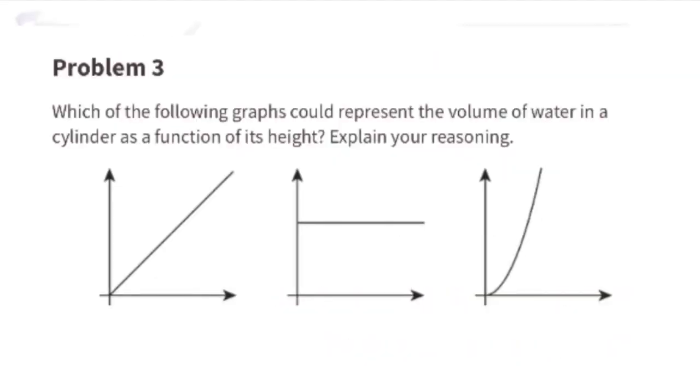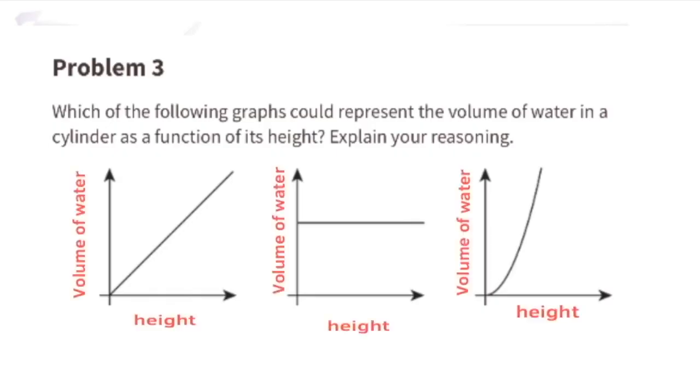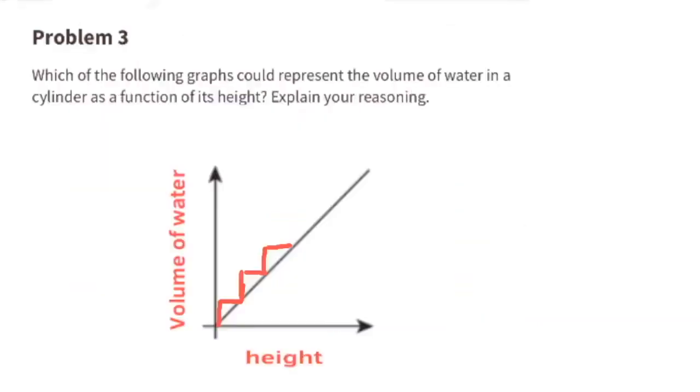Problem number 3. Which of the following graphs could represent the volume of water in a cylinder as a function of its height? Explain your reasoning. As the height of the cylinder increases, the volume of water increases at the same rate. So I would select the graph on the left, because as the height increases, the volume of water also increases at the same rate.